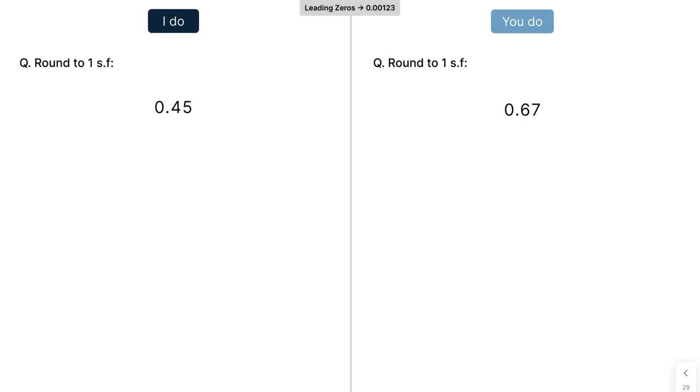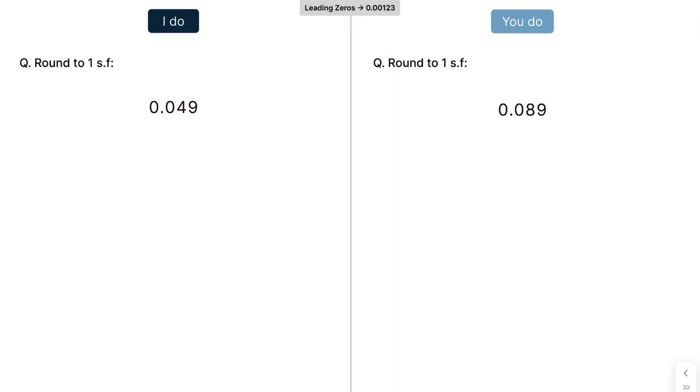Now rounding this to one significant figure. Remember, it's the first non-zero digit. So this is not a significant figure. The first significant figure here is the 4. So I'm going to draw my line after 4. Look at my decider. That's telling me to round up the 4. So that becomes 5. So that's 0.5. Now to one significant figure, draw my line there. Again, ignore the first 0. The 7 is the decider. That means I round the 6 up. So that becomes 0.7 to one significant figure.